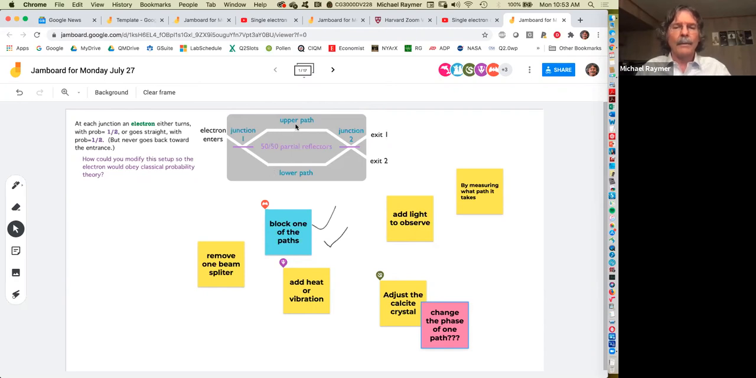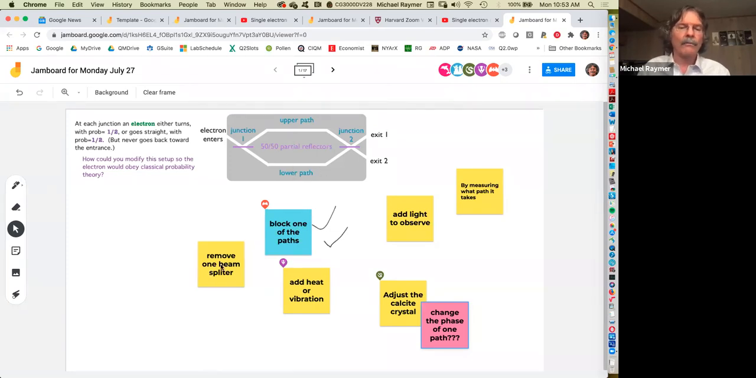So now let's say we have detected in the upper path. Now there's only one way to get to the exit. That is to reflect from the beam splitter. So because there's only one way to get there, there's no more quantum interference. Therefore, you can use classical probability. If you block one of the paths, same thing. If you block the upper path, then it can only go to the lower path.